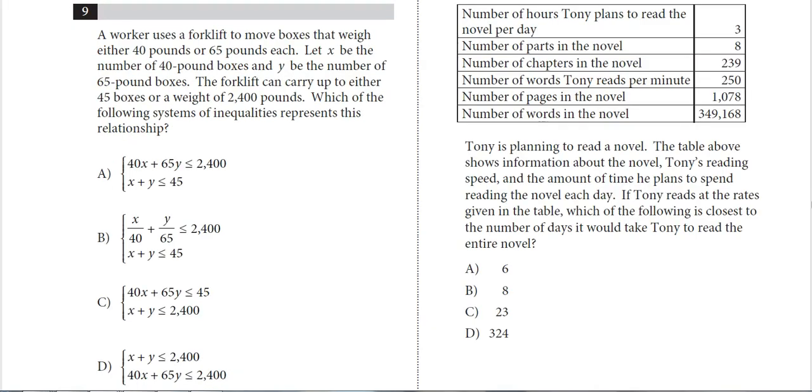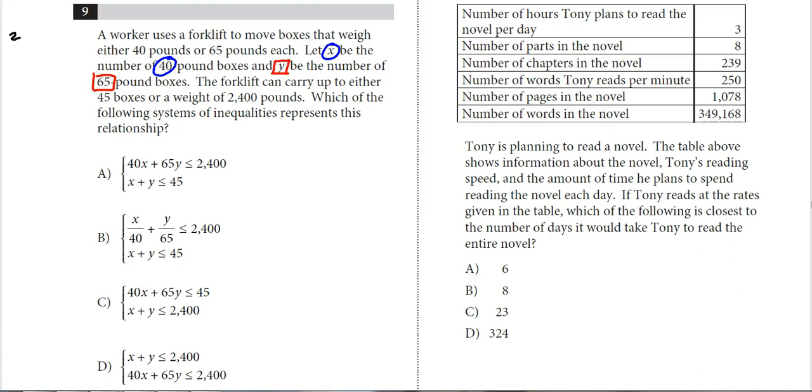Number 9, looks like we have some sort of system of inequalities. System because there's 2 lines, and inequality because I don't see any equal signs in there. A worker uses a forklift to move boxes that weigh either 40 pounds or 65 pounds. So we have 2 different size boxes. Let X be the 40-pound boxes. And let's let Y, in a different color here, be the 65-pound boxes. The forklift can carry up to either 45 boxes or a weight of 240 pounds.